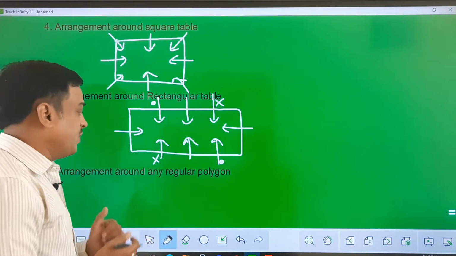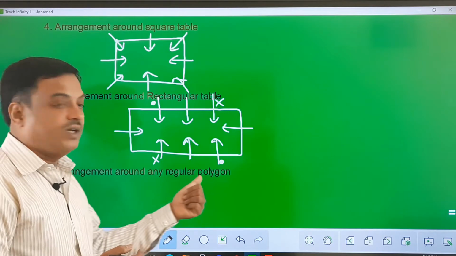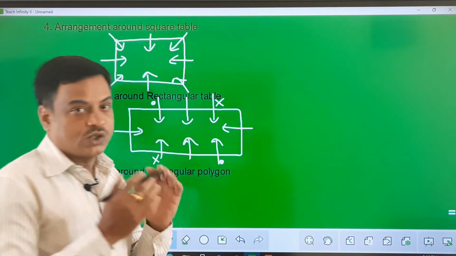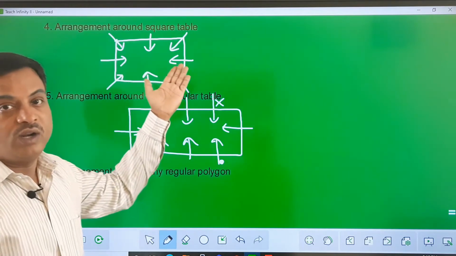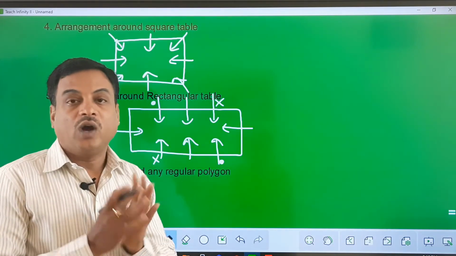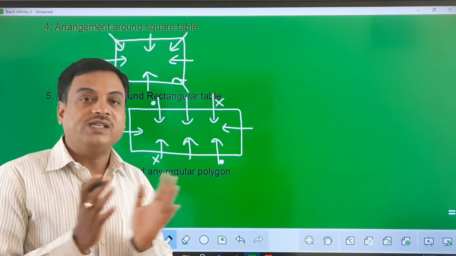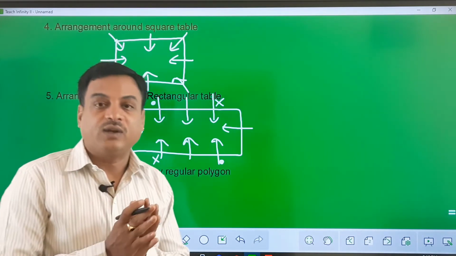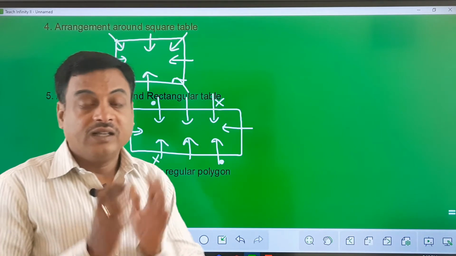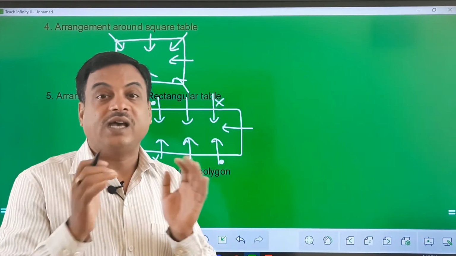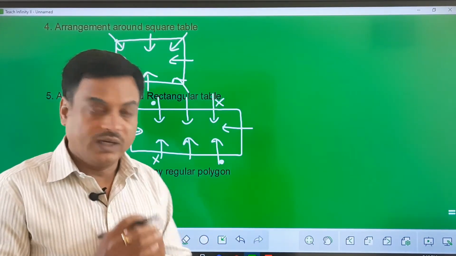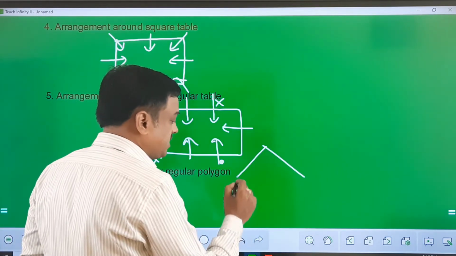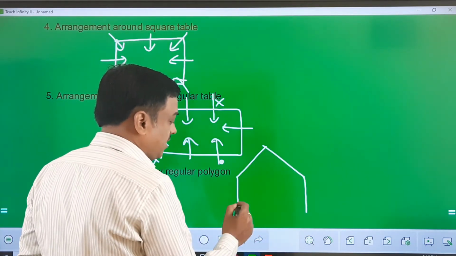Okay, and next one, friends, arrangement around a regular polygon. What is a regular polygon? A square can be called a regular polygon. Hexagon, octagon, nonagon, all these figures can be called a regular polygon when the lengths of their sides are the same or equal. Let us see one example of a hexagon. You can consider here one example of a hexagon.